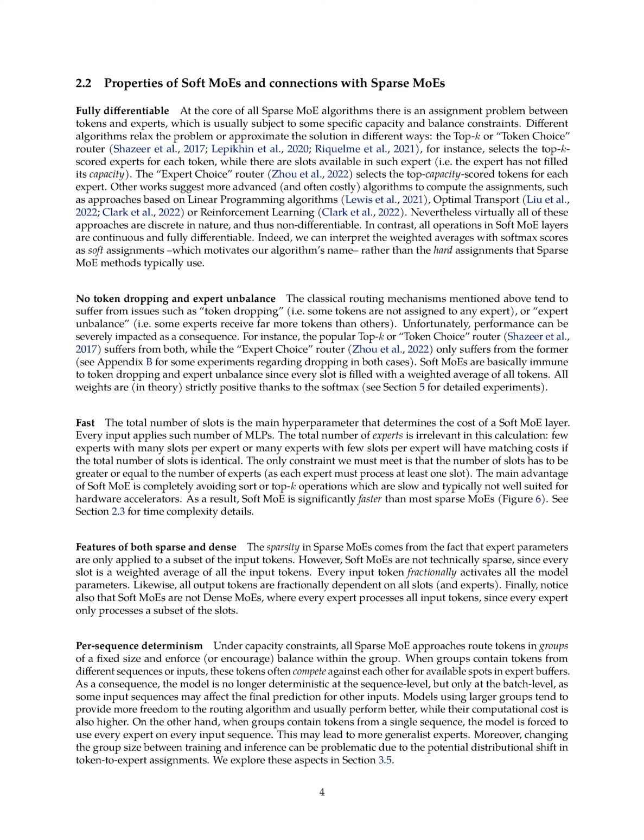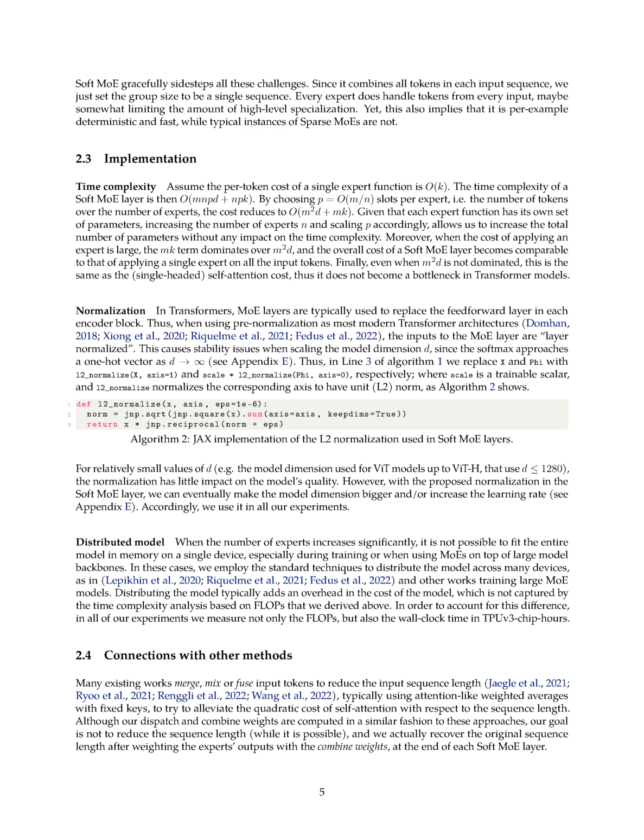Changing the group size between training and inference can also be problematic due to potential shifts in token-to-expert assignments. The soft MoE layer elegantly avoids these challenges. Since it combines all tokens in each input sequence, we simply set the group size to be a single sequence. Every expert handles tokens from every input, which may somewhat limit the amount of high-level specialization. However, this also means that it is deterministic and fast on a per-example basis, unlike typical instances of sparse MoEs.